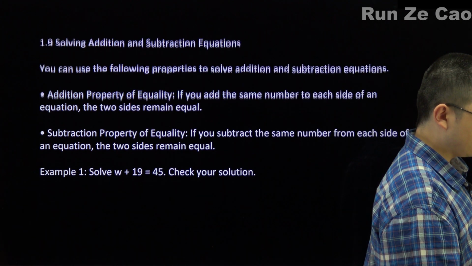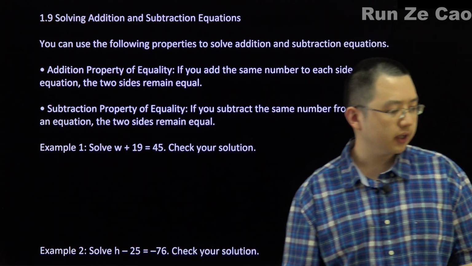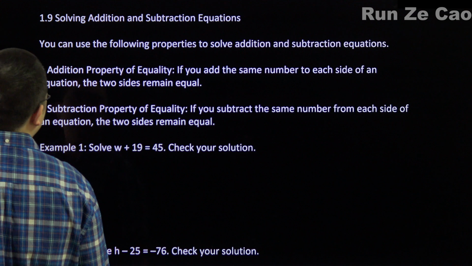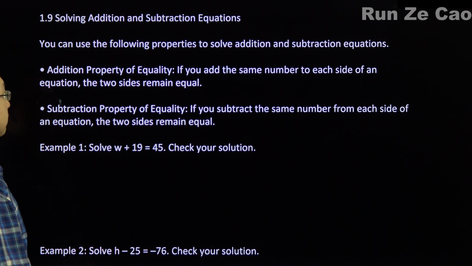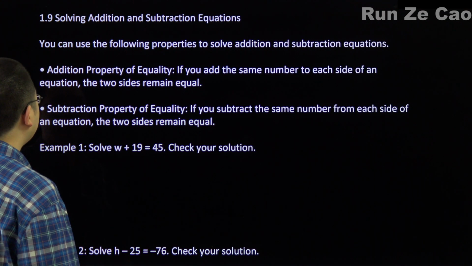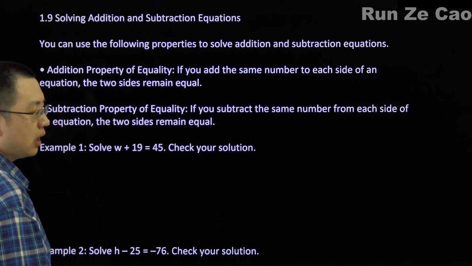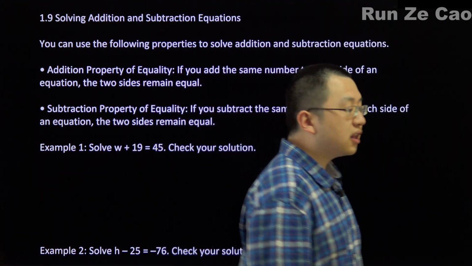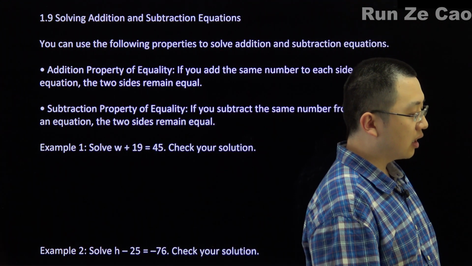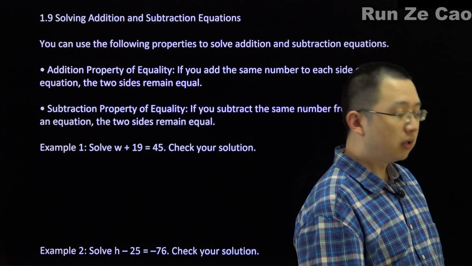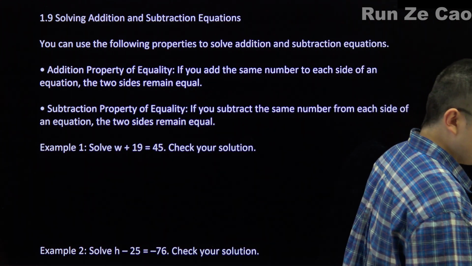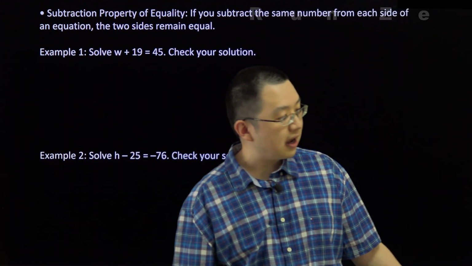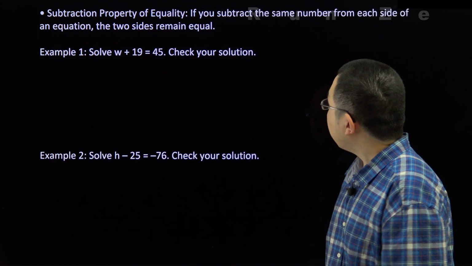Addition and subtraction equations. You can use the following properties to solve addition and subtraction equations. If you add the same number or subtract the same number from each side of an equation, the two sides remain equal. Actually, if you do the same thing to both sides, unless you divide by 0, they will remain equal. So, example 1, solve w plus 19 equals 45. Check your solution.